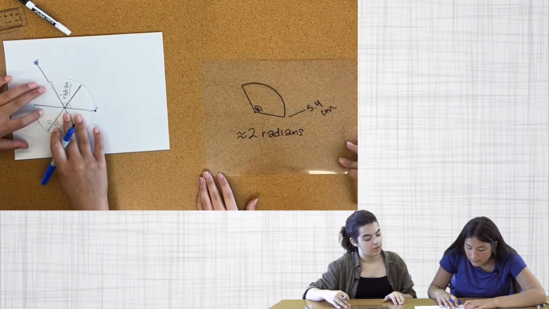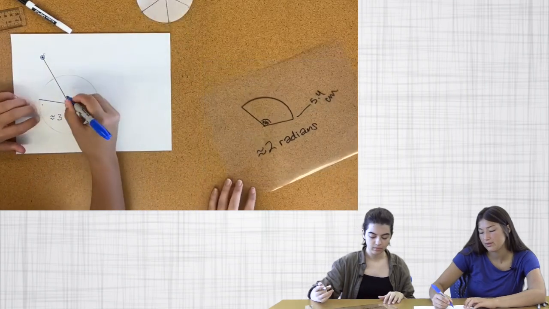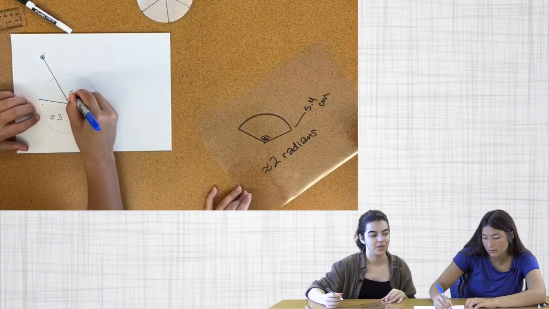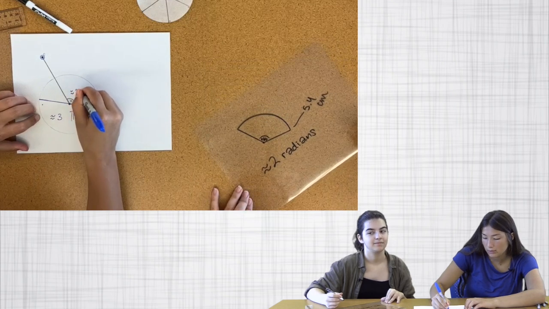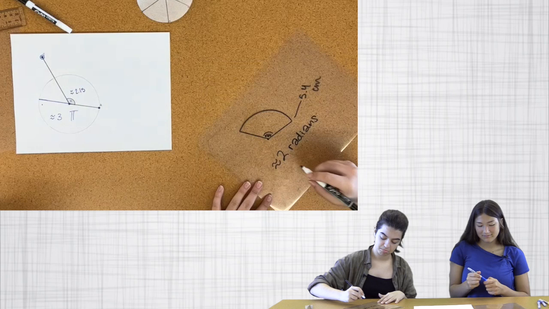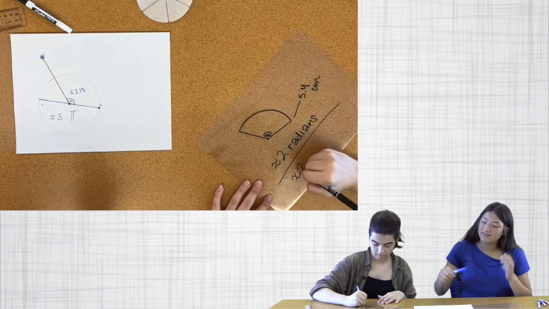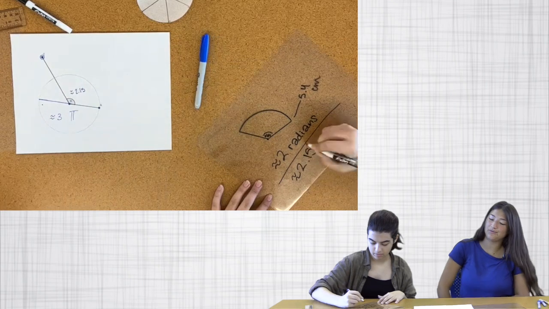Okay, so I guess it's over 2. Yeah, a little bit. Just a little bit over 2. About 2 and 2.1. 2.15. 2.15. There we go.